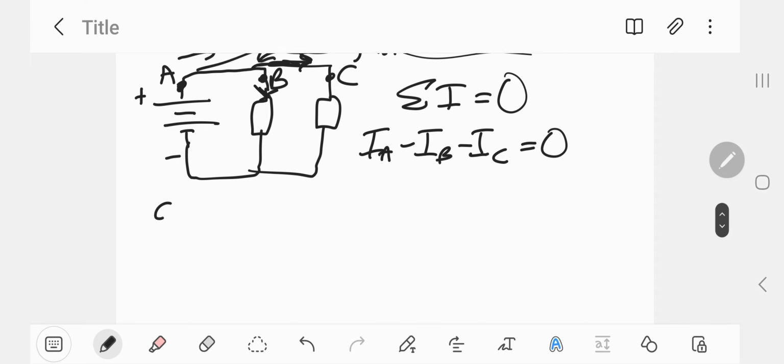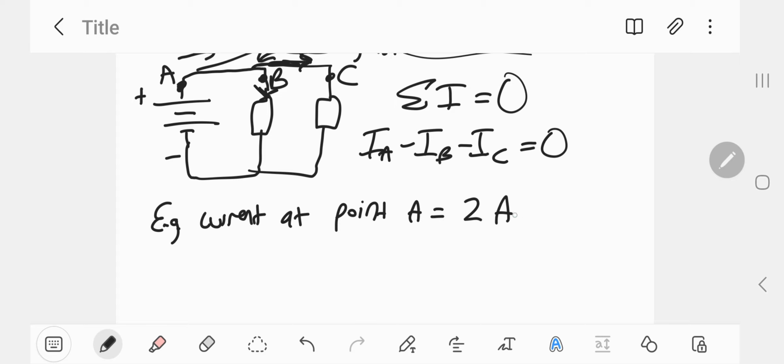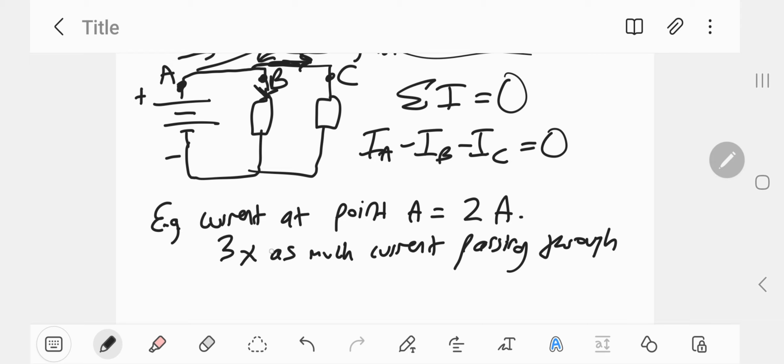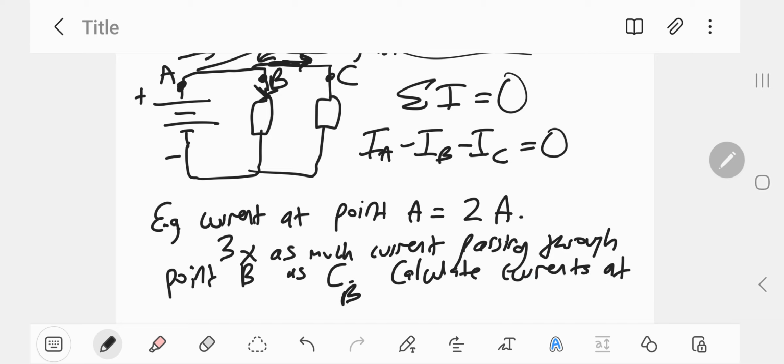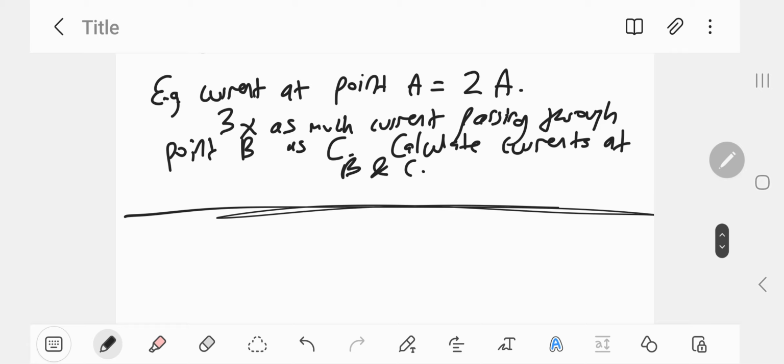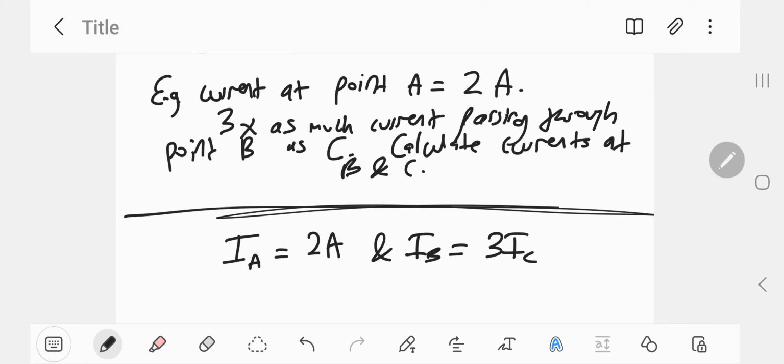Let's do an example. Suppose we have current at point A equaling 2 amps, and there's 3 times as much current passing through point B as C. Calculate the currents at B and C. So let's write this in terms of symbols and numbers. The current flowing through point A is 2 amps, as we're given. And we know that the current flowing through point B is 3 times the current flowing through point C.